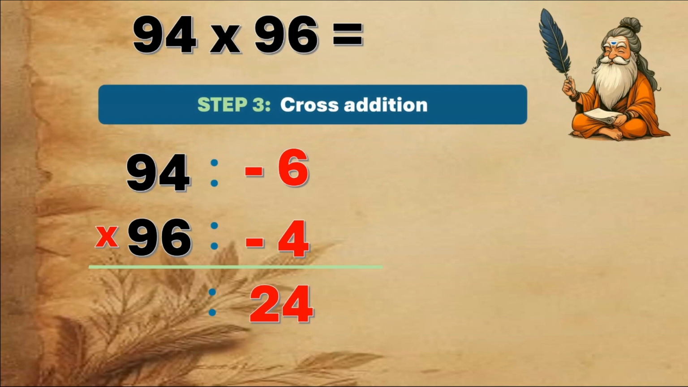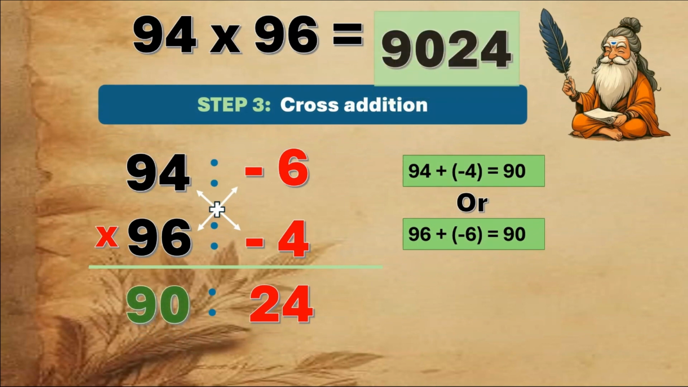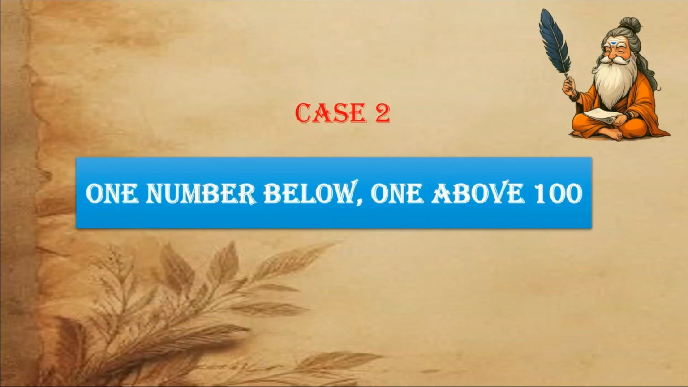Step 3. Cross addition. 94 plus minus 4 is equal to 90, or 96 plus minus 6 is equal to 90. Therefore, the answer is 9024.